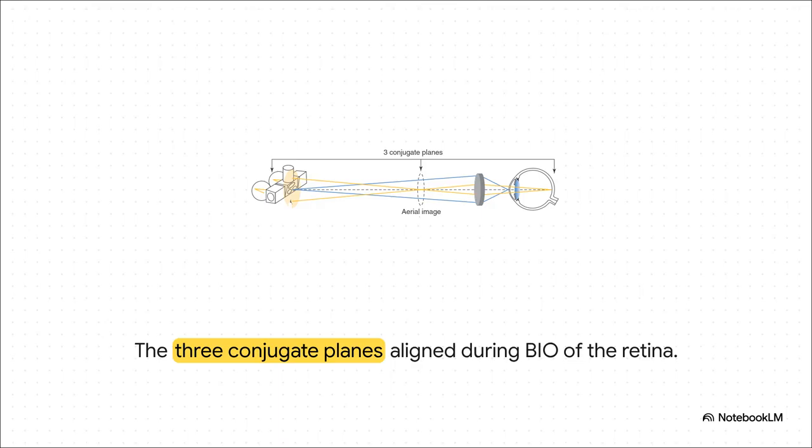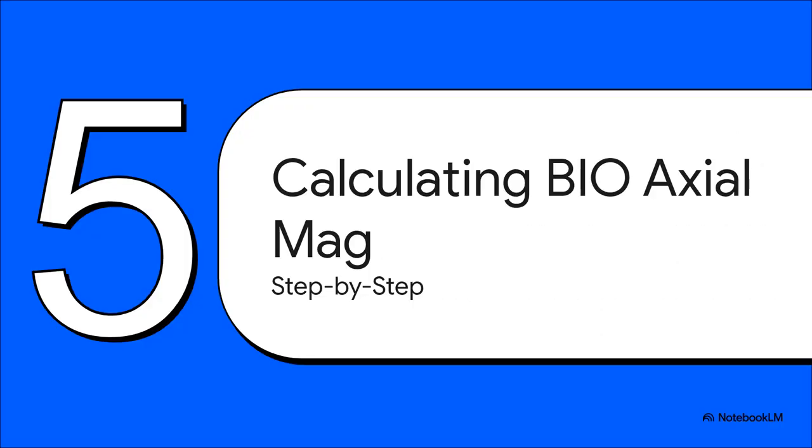During BIO, there are three perfectly conjugate planes: the patient's retina, the aerial image floating in front of the lens, and your own retinas as the observer. Light from a specific point on the patient's retina focuses to a corresponding point on the aerial image, which then focuses perfectly onto a point on your retina. It's an unbroken chain.